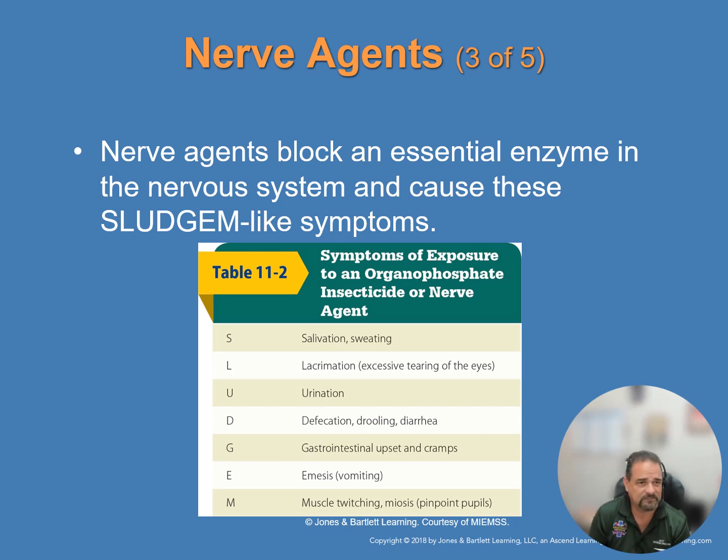All right, so plain and simply, these agents block essential enzyme and nervous systems, and they cause what we call SLUDGEM. Salivation, which is your drooling or sweating, your body's trying to get rid of it. Lacrimation, which is excessive tearing of the eyes. Urination, you got to pee a lot. Defecation, which is going to the bathroom, go and poop. Gastrointestinal upset and cramps. Emesis, which is vomiting. And then muscle twitching or miosis, which is pinpoint pupils.